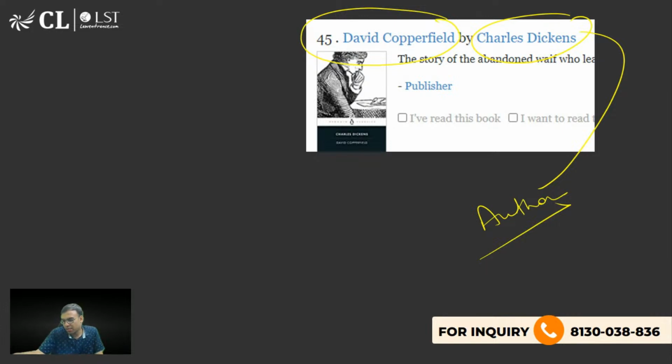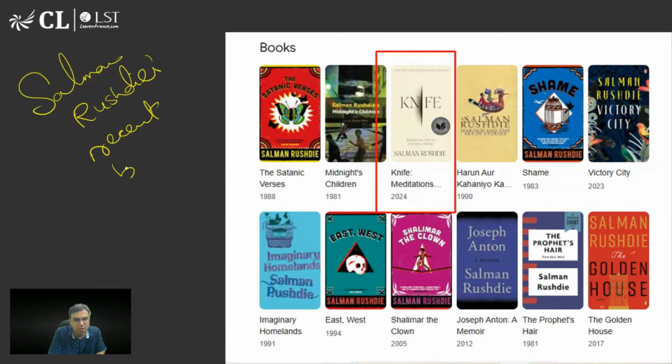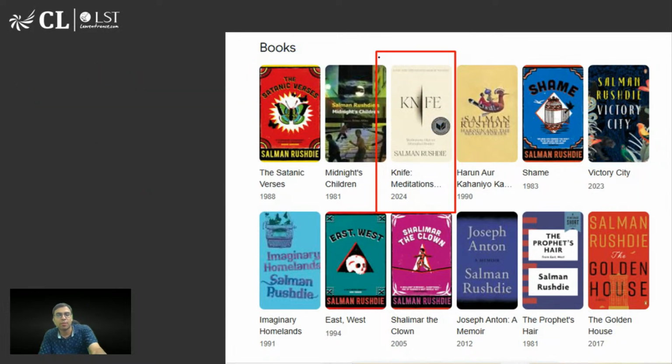War and Peace, read 2 pages. Oh, great. The next is actually Salman Rushdie's books. I have seen in many exams, they do ask questions from Salman Rushdie's recent books, because some of his books were in controversy also. So the most recent book is 2024, right? Knife: Meditations. Okay, this is actually what you should be knowing. Like when 2023 Victory City was announced, it was asked in many exams. Okay, and this one is also important because this became very much controversial. So these two are very famous books of Salman Rushdie, Midnight's Children and The Satanic Verses. So these are very famous books that you should be knowing about.